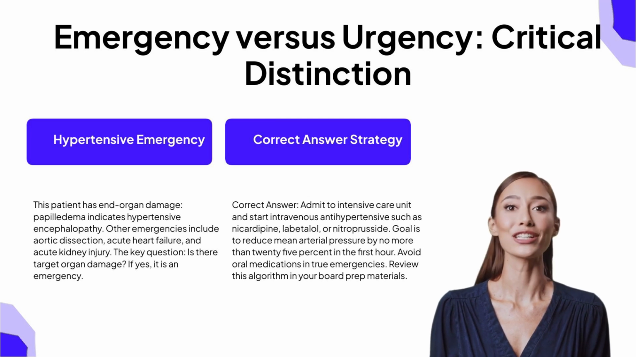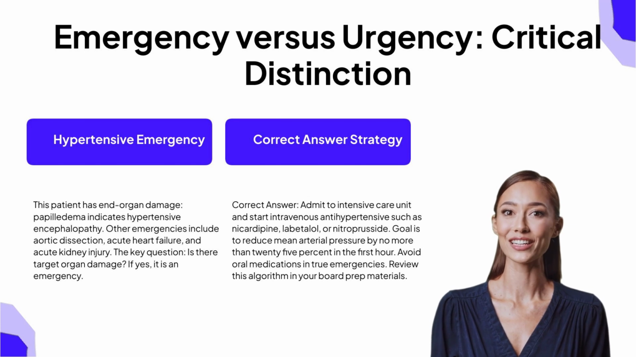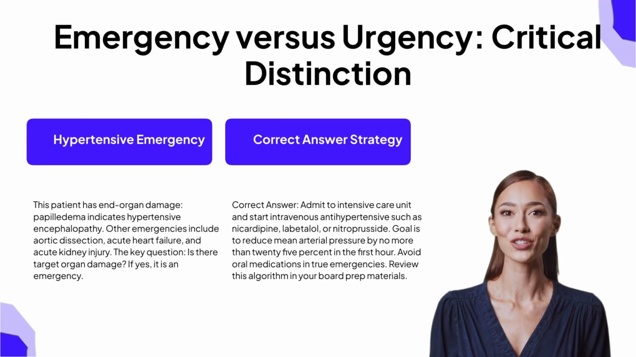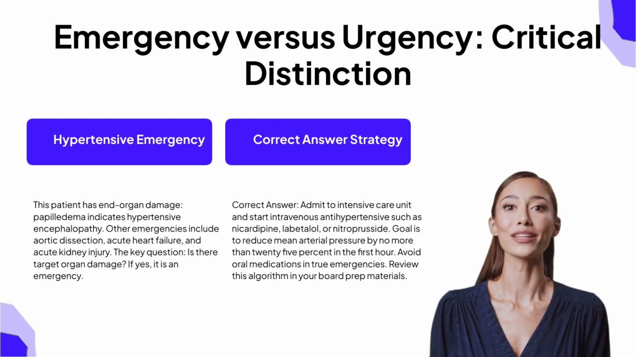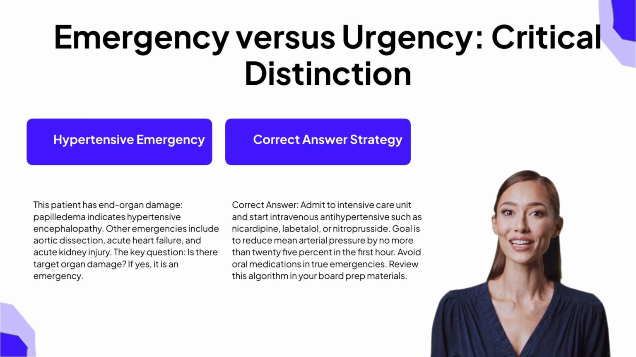Emergency means intravenous medications. Admit to the intensive care unit and start intravenous antihypertensives such as nicardipine, labetalol, or nitroprusside. The goal is to reduce mean arterial pressure by no more than 25% in the first hour. Avoid oral medications in true emergencies. In contrast, hypertensive urgency has no end organ damage and can be managed with oral medications as an outpatient.